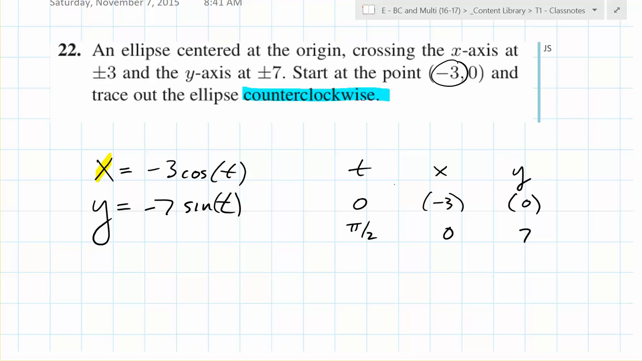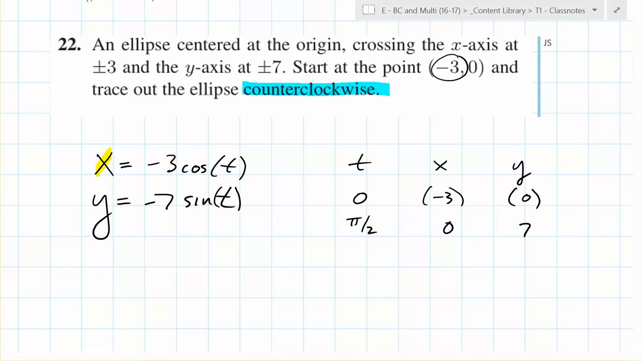One more thing. Let's say instead of plus or minus 3, I said plus or minus A. And instead of plus or minus 7, I said plus or minus B. And instead of negative 3, I said negative A. And instead of counterclockwise, I said clockwise. Write me the equation. Go.